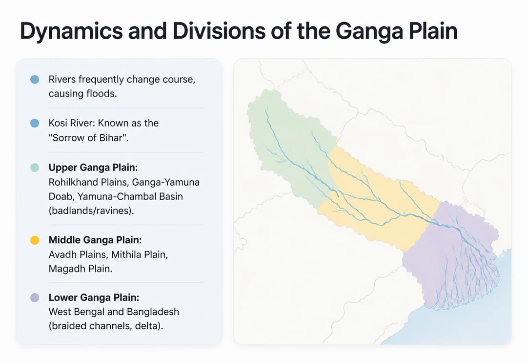Because the terrain is so flat, rivers in the Ganga Plain frequently change their course, which unfortunately leads to devastating floods. The Kosi River is particularly infamous for this, earning the tragic title Sorrow of Bihar. The plain is divided into 3 parts. The upper Ganga Plain in western UP includes the Rohilkhand Plains, the massive Ganga-Yamuna Doab, and the heavily eroded Yamuna-Chambal Badlands. The middle Ganga Plain covers eastern UP and Bihar, including the Awadh, Mithila, and Magadh Plains. Finally, the lower Ganga Plain in West Bengal and Bangladesh is where the river forms braided channels and transitions into the delta.